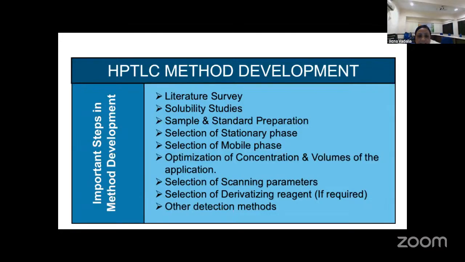So in HPTLC, this is a very beneficial step. Derivatizing is a very beneficial step because this derivatizing is very difficult in HPLC or another chromatographic technique. But in HPTLC it is very easy because here we can do the post derivatization. After developing the chromatogram, we can spray the plate and we are able to see the different colors, and we will also be able to measure the absorbance of those colors. So derivatizing is a very beneficial step in the HPTLC as well as for the herbals.